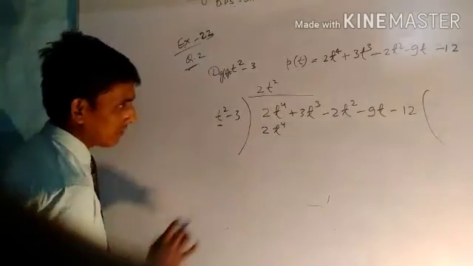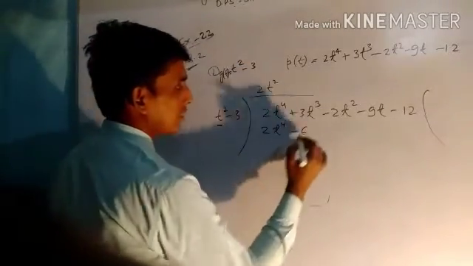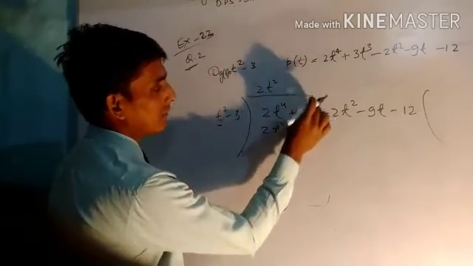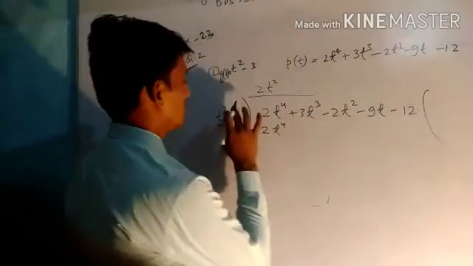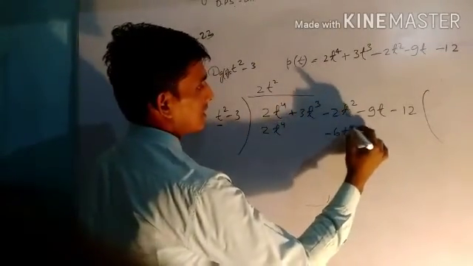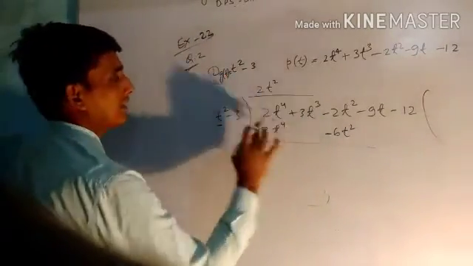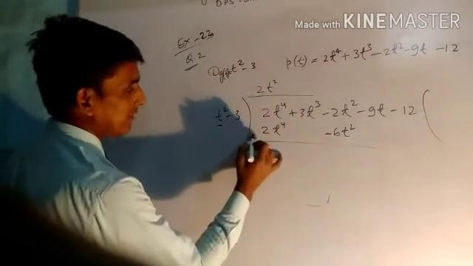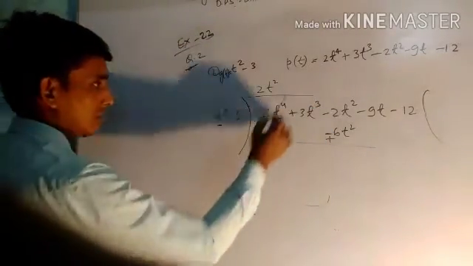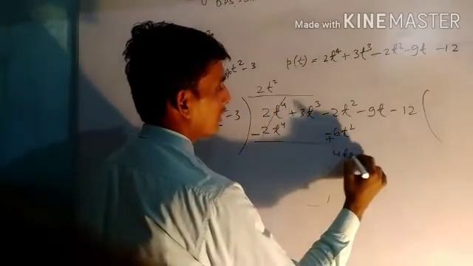Minus 3 into 2t square, that is minus 6t square. We will not write it here because this is t cube, the term having power 3. So we will write this here: minus 3 into 2, minus 6t square. Now subtract the second part from the first part. So the sign will change. This will become minus 2t to the power 4 and this will become plus. So this will cancel out and 6t square minus 2t square, you will get 4t square.